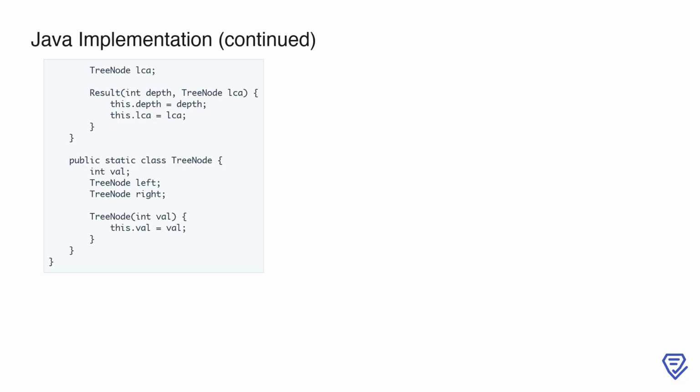To support this logic, we define a static inner class called Result. This class has two fields: depth, which tracks the depth of the subtree, and LCA, which holds the lowest common ancestor of the deepest leaves within that subtree. The constructor initializes these fields with the provided values. Additionally, we define a TreeNode class to represent the nodes of the binary tree. Each node has an integer value, as well as left and right child references. By combining these components, our implementation efficiently computes the LCA of the deepest leaves using recursion and depth comparison, ensuring clarity and modularity in the code structure.